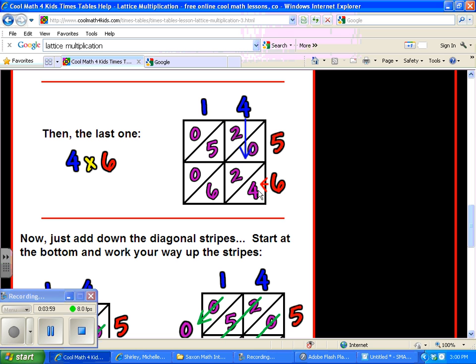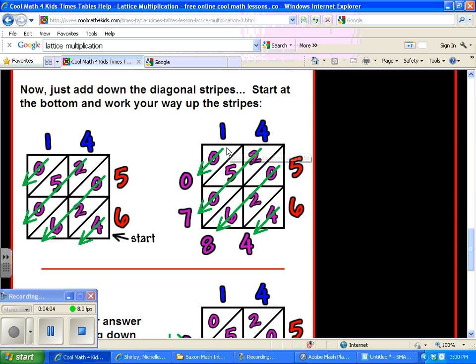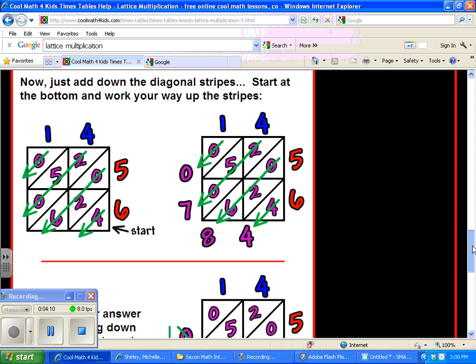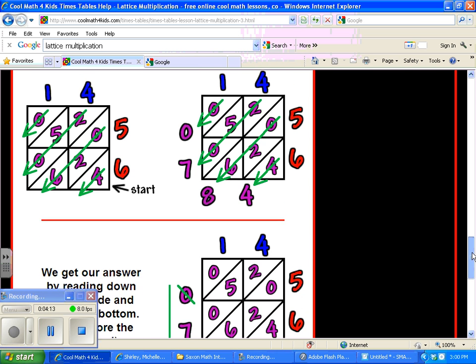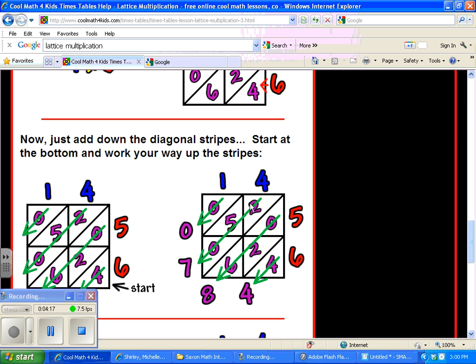Now we have all the boxes filled in. Here's how you find the final answer. You look at it diagonally, and we're going to add up the columns. We're going to do it just like we would if we had our head turned to the side and this was a math problem. We would do like this. 4 plus nothing is 4. Now look at this column. 0 plus 2 plus 6 is 8. 2 plus 5 plus 0 is 7. And 0 plus nothing is 0.